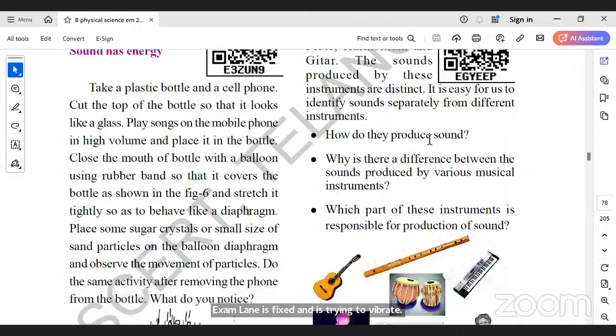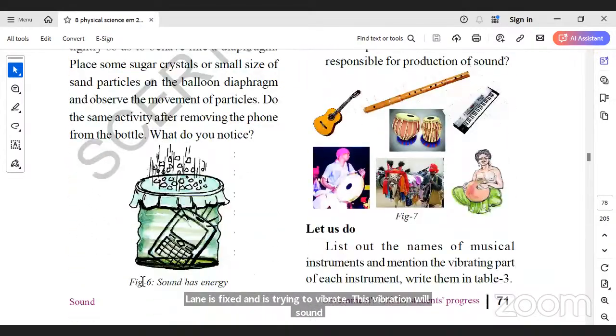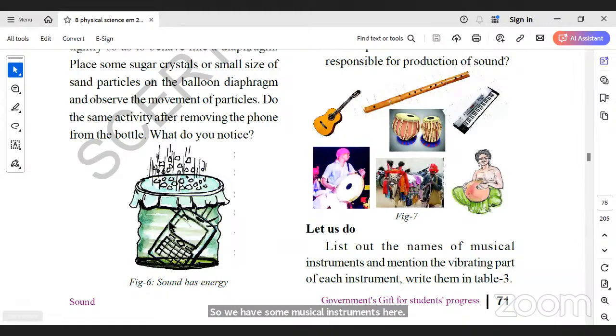So we have some musical instruments here. Before that, we have an experiment. What experiment do we have? To show that sound has energy. What a sentence it is. Sound itself is a form of energy. Wow. How can sound have energy? Sound is energy only. To show that, we are doing an experiment. A tumbler is taken and a balloon is stretched over it. Some grains are put on it. When the cell phone is ringing, it is making sound, and the grains are just dancing. So easily we can say that the vibrating part is producing sound. It can do some work.